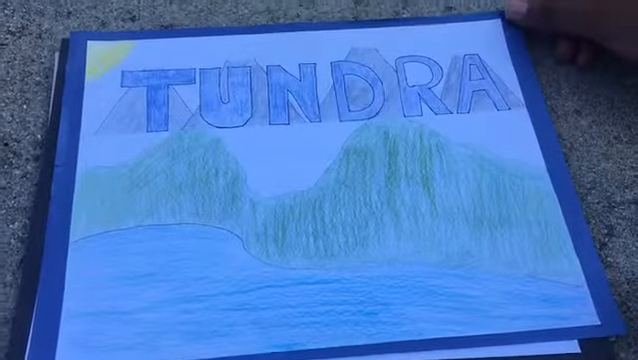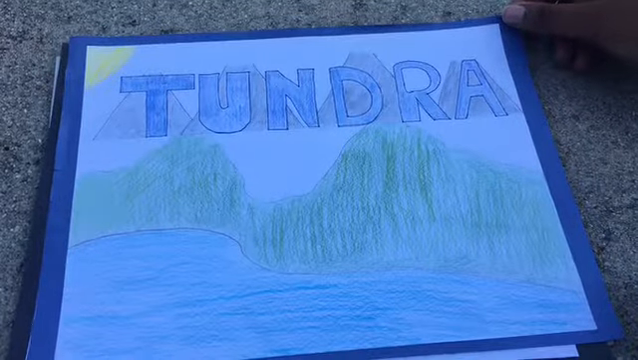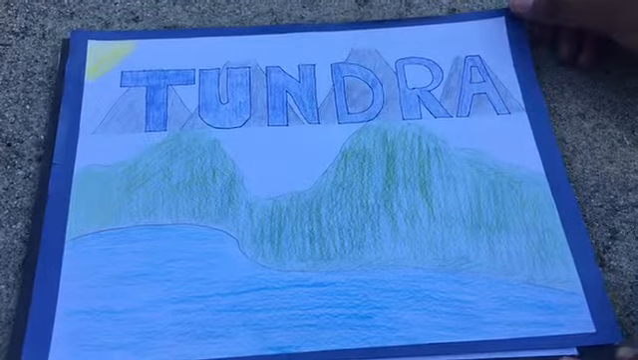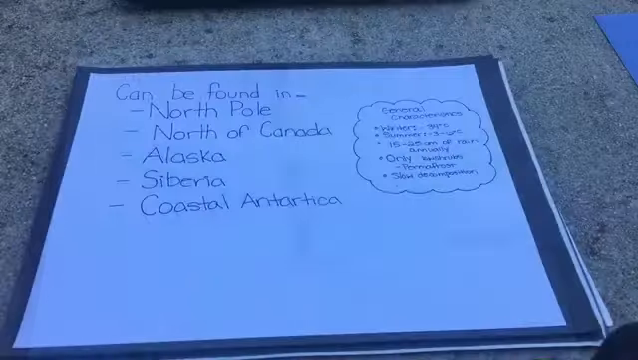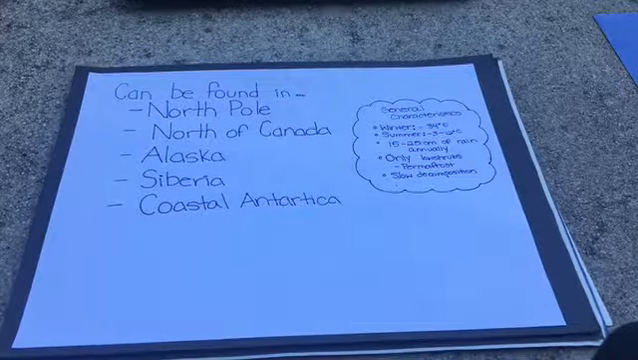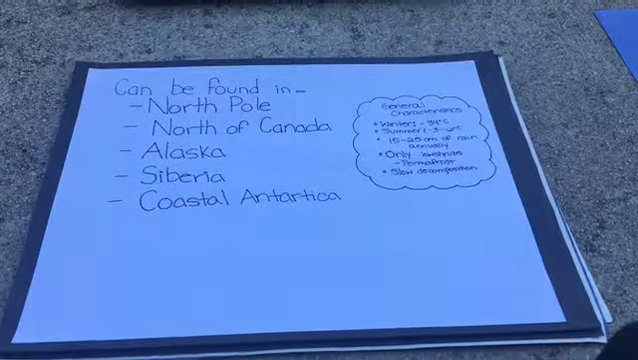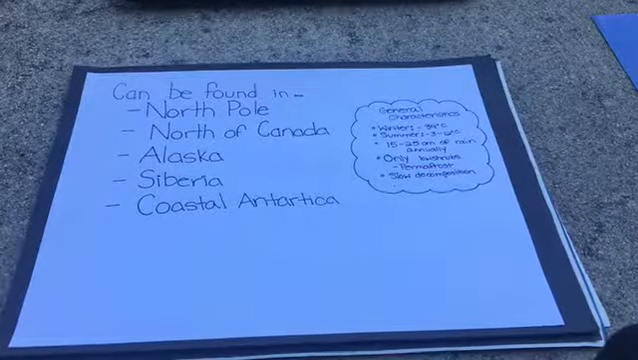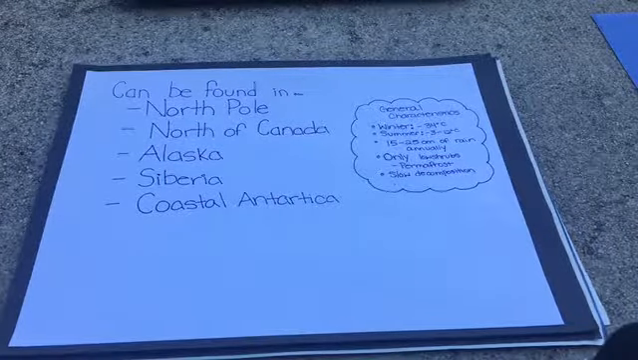We're doing the Tundra Biome. Our biome is the tundra. The tundra has two separate territories that are interconnected. One is the Arctic and the other is the Alpine. The tundra can be found in the North Pole. Some examples include North Canada, Alaska, Siberia, North Scandinavia, the Himalayas, and coastal Antarctica.